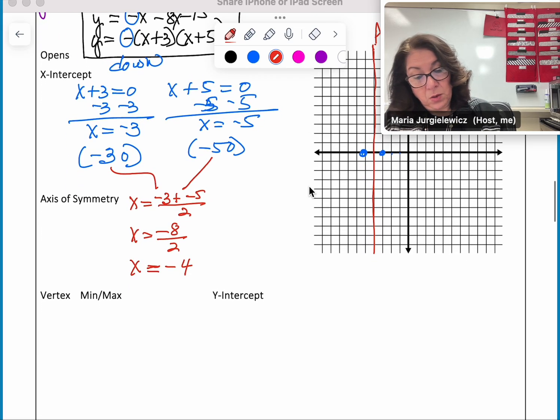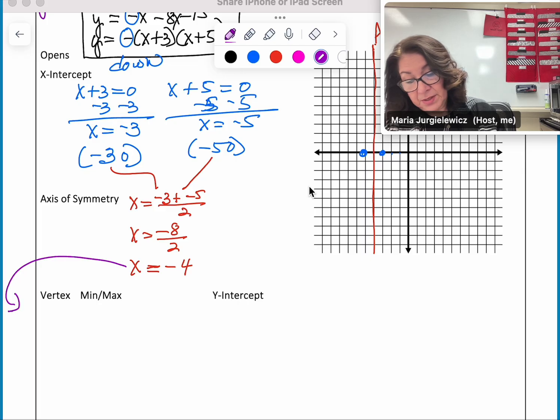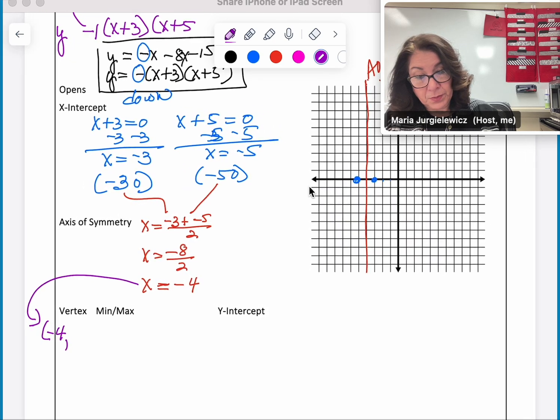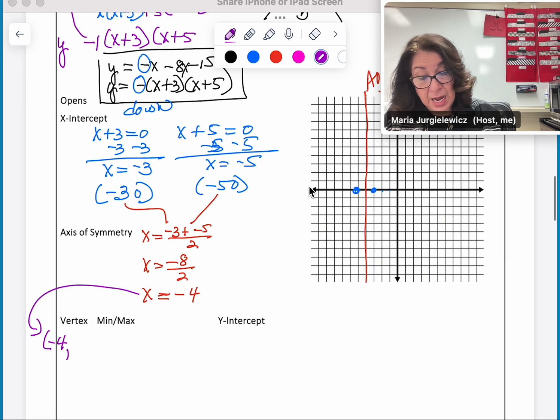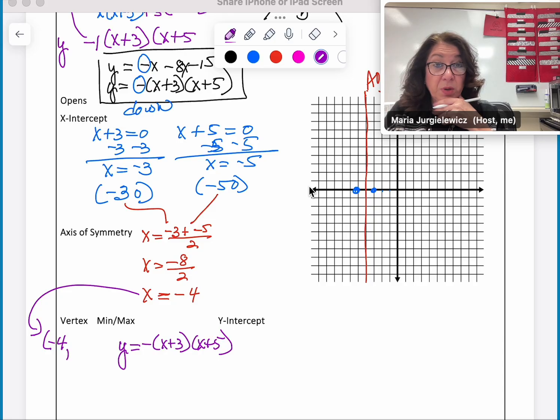Okay, now we have to deal with the vertex. And the same thing that we've done. I know that the vertex is on that line, so then x has to be negative 4. I just need to find y. And to be honest with you, I would probably plug it in to the bottom equation. I would say y is equal to a negative, x plus 3, x plus 5. And that way it's the same thing that we have been doing.